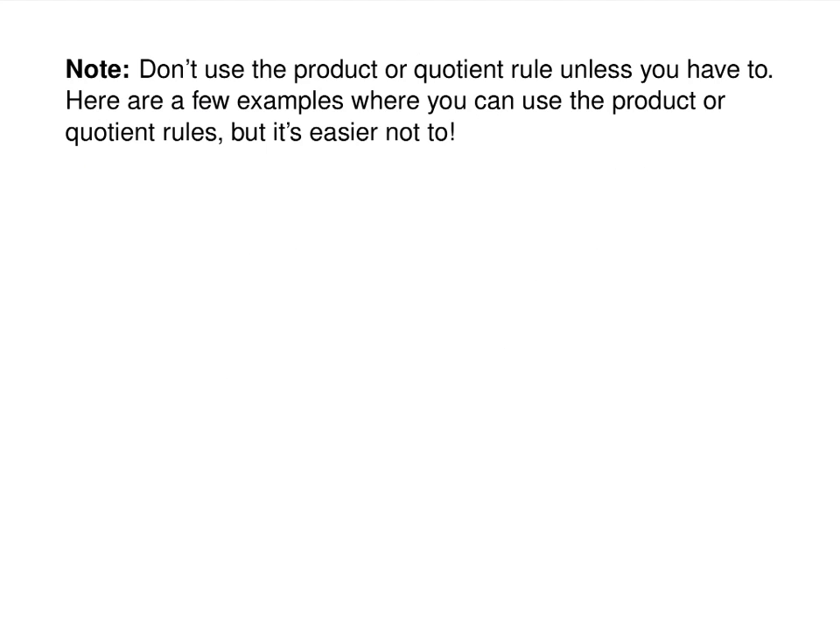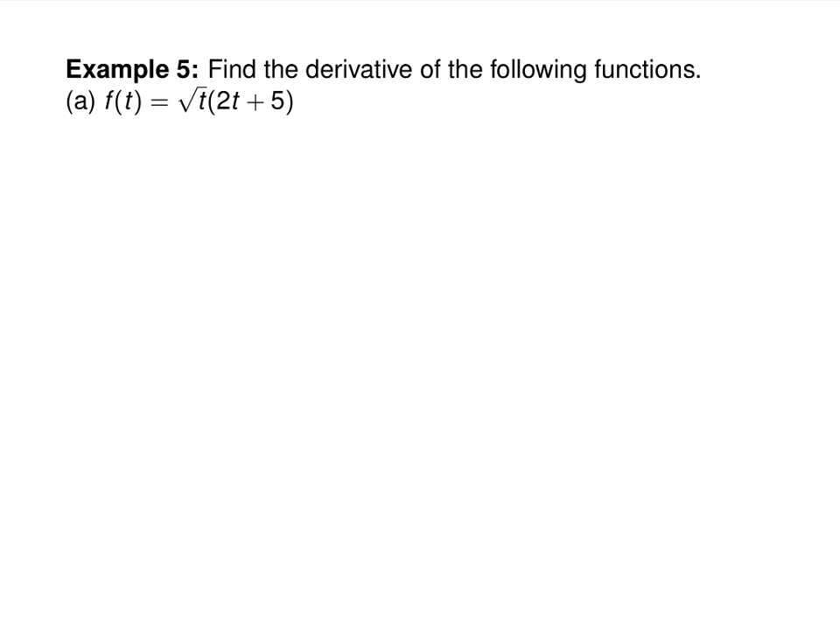Okay. Now here's my next note. Don't use the product or quotient rule unless you really have to. Here are some examples where you can use either, but it's easier not to use the product and quotient rules. The simplification is easier. So this one you could use the product rule, or instead you could distribute and just use the power rule. So what is root t times t? What power will that make? 3 over 2. Beautiful. Plus 5t to the 1 over 2.